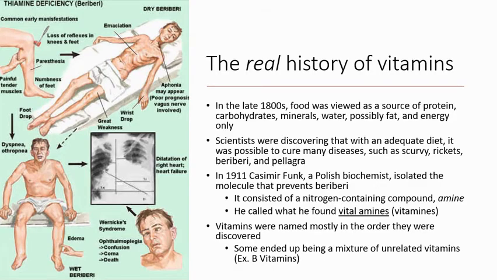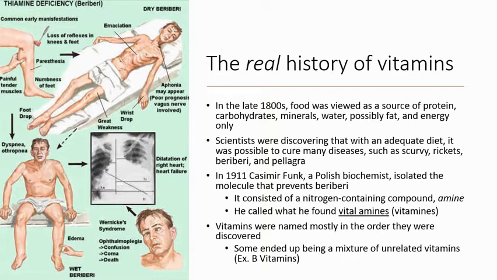That was a light-hearted version of the history of vitamins. Here's the real history of vitamins. So in the late 1800s, food was viewed as a source of protein, carbohydrates, minerals, water, maybe fat, and energy only. Scientists were discovering that with an adequate diet, it was possible to cure a lot of diseases such as scurvy, rickets, beriberi, and pellagra, which some of those you will be investigating next week.